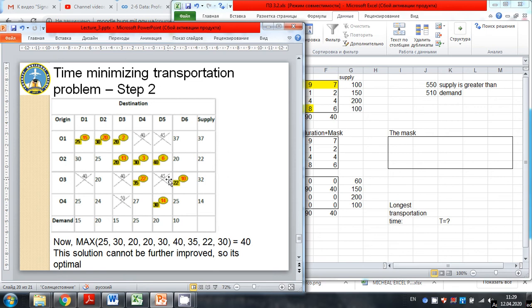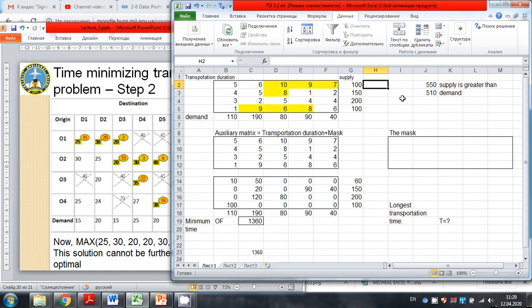Now, how is it done technically using an Excel spreadsheet? Now we've got this example. Again, this is the matrix representing the transportation times instead of transportation costs. Again, total supplies are given here at every origin. Total demand at every destination is given here.